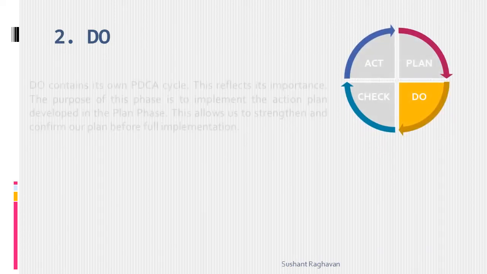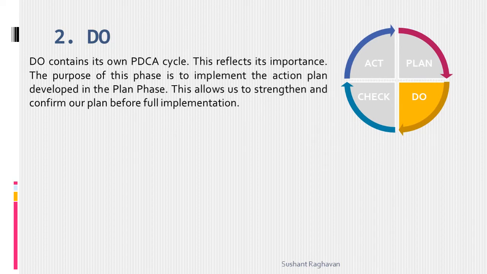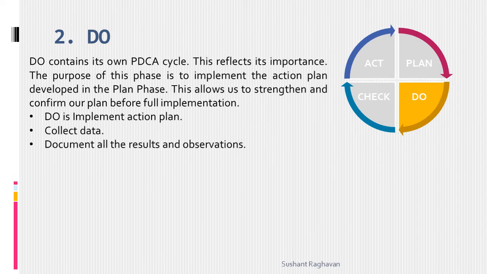Do. Do contains its own PDCA cycle. This reflects its importance. The purpose of this phase is to implement the action plan developed in the plan phase. This allows us to strengthen and confirm our plan before full implementation. Do is implementation of the action plan. Collect data. Document all the results and observations. Detail the problems faced during the implementation.